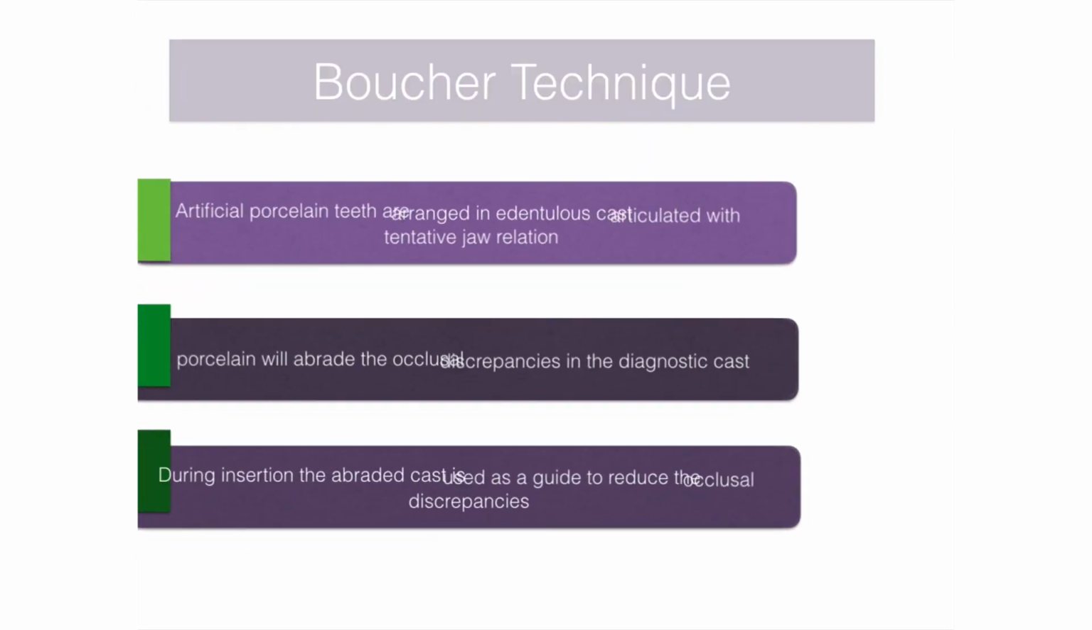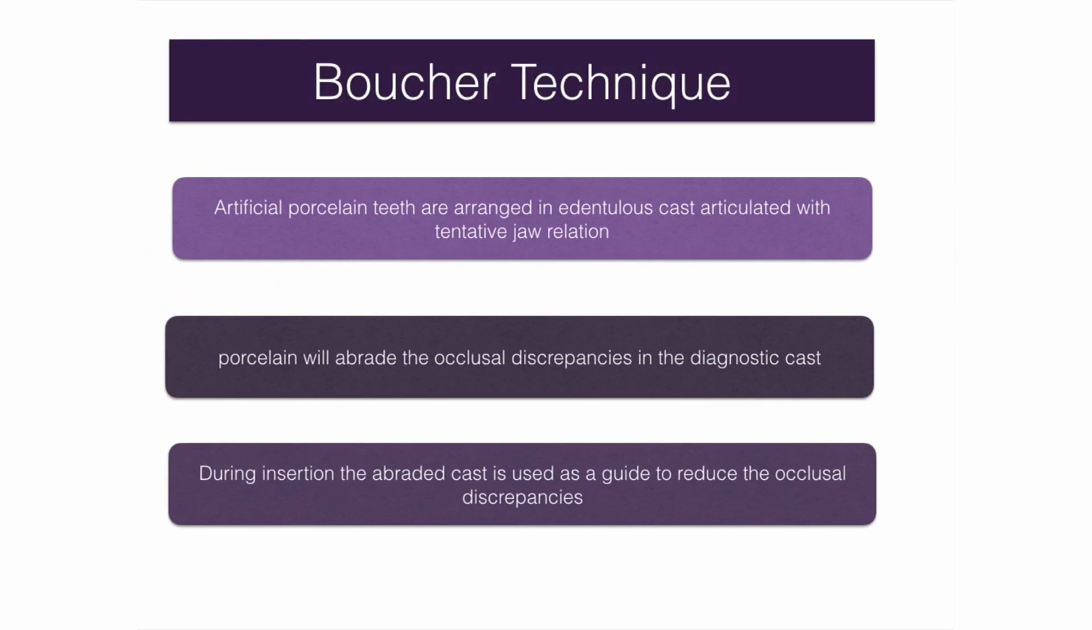According to Boucher technique, artificial porcelain teeth are arranged in the edentulous cast articulated with tentative jaw relation. Porcelain will abrade the occlusal discrepancies in the diagnostic cast, and during insertion the abraded cast is used as a guide to reduce the occlusal discrepancies.